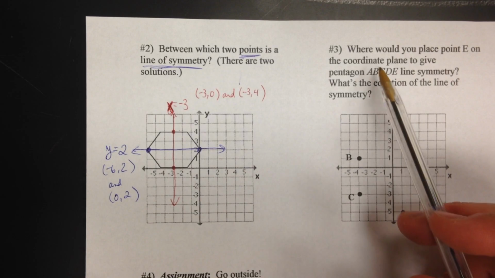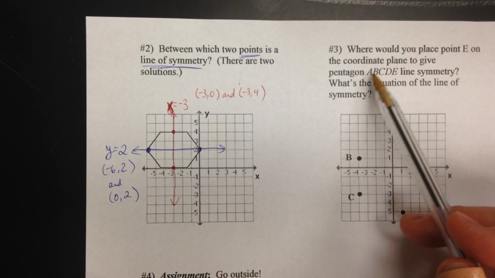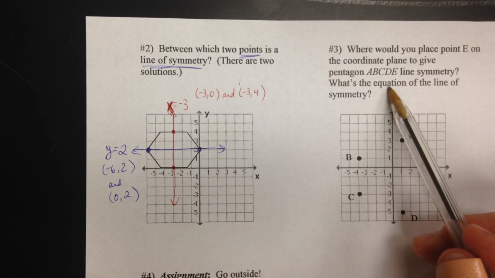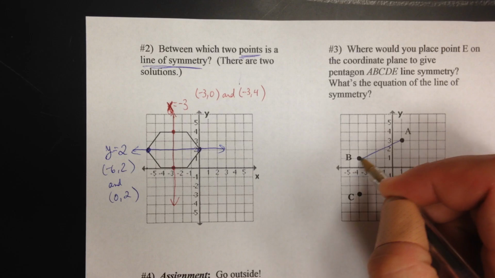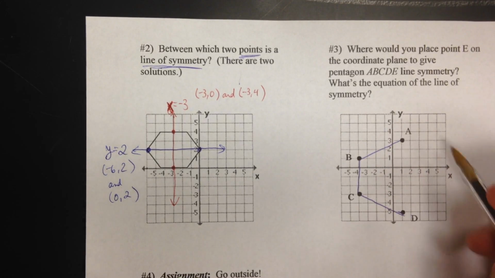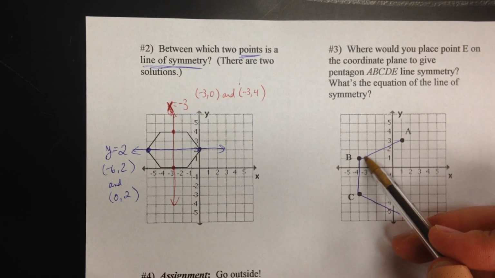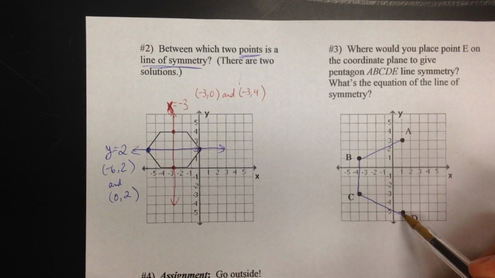All right, and the last one, number 3. Where would you place point E on the coordinate plane to give pentagon ABCDE line symmetry? What's the equation of the line of symmetry? If we draw this, if we connect it, ABCD, now for E is going to be somewhere over here. Now one thing you may look at though, you may look at AB, is that the same as CD?